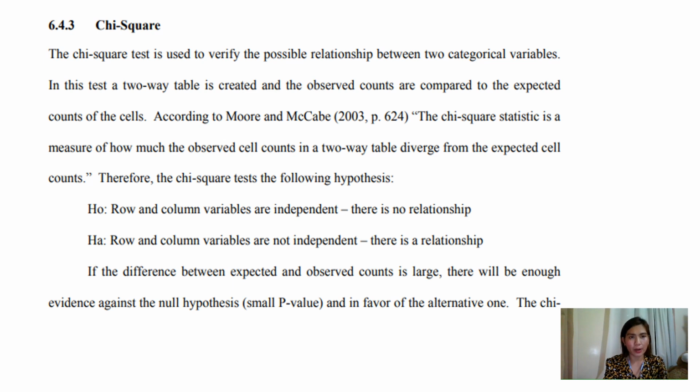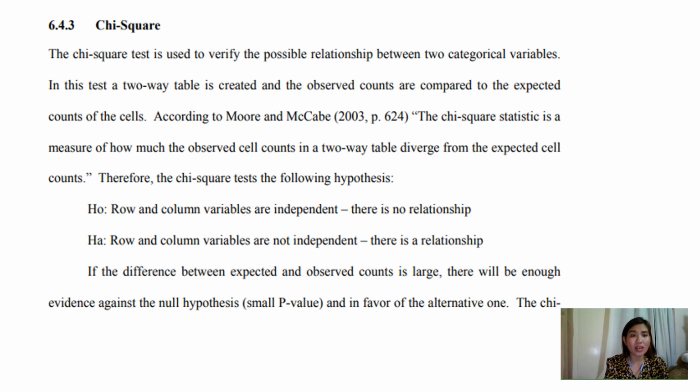6.4.3 Chi-square. The chi-square test is used to verify the possible relationship between two categorical variables. In this test, a two-way table is created and the observed counts are compared to the expected counts of the cells. According to Moore and McCabe, the chi-square statistic is a measure of how much the observed cell counts in a two-way table diverge from the expected cell counts.